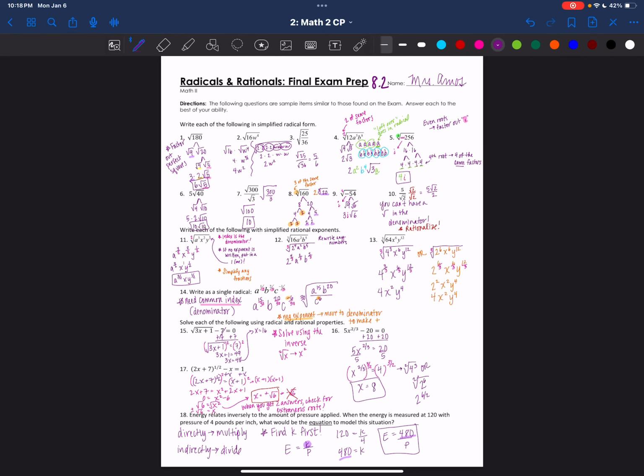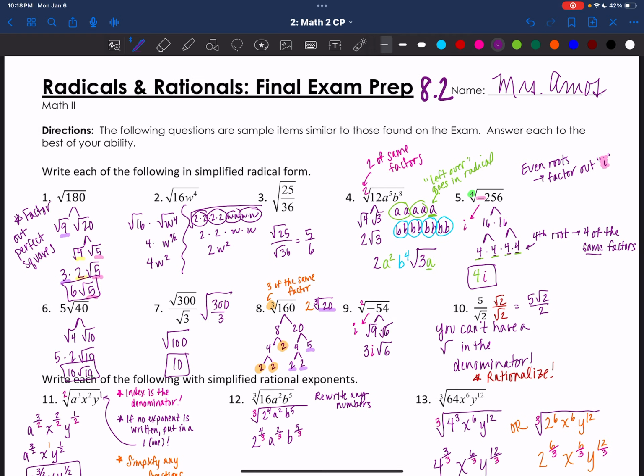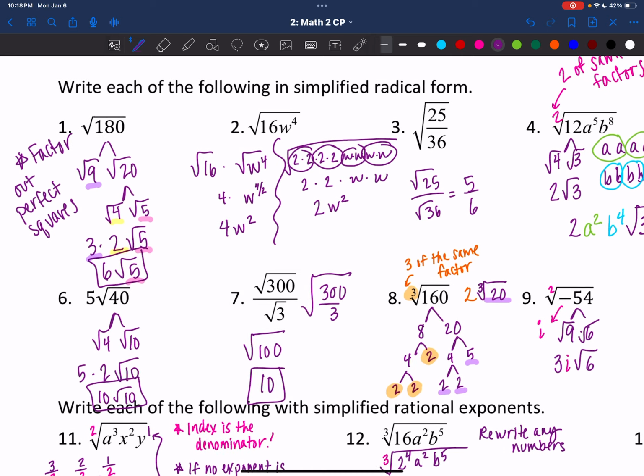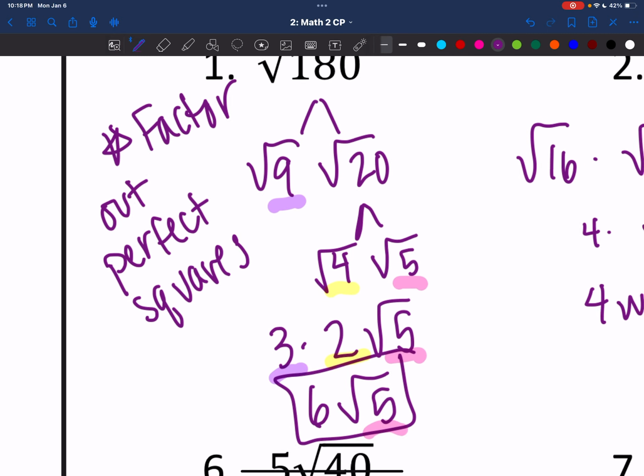All right, here's your review for your radicals and rationals. So let's go ahead and get started with the first thing. It says to write each of the following in simplified radical form. So I'm going to start right here with this one.